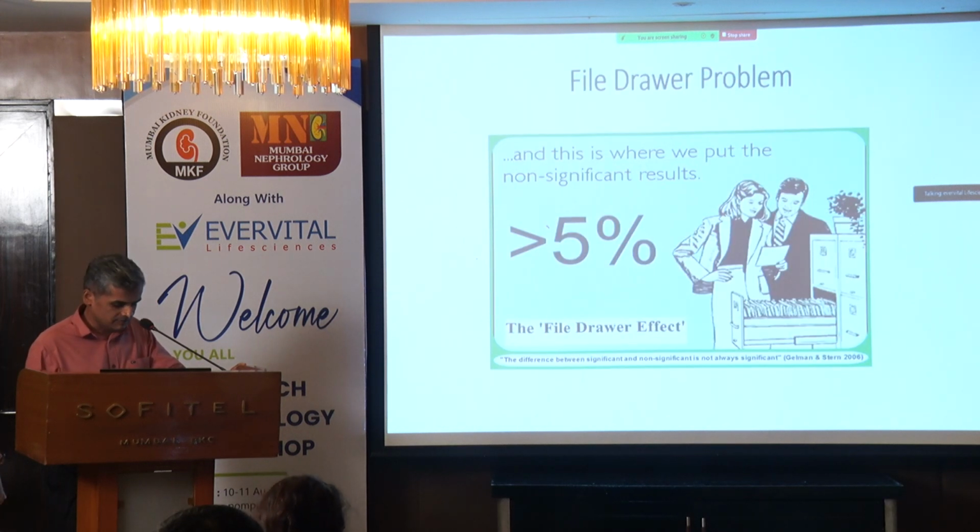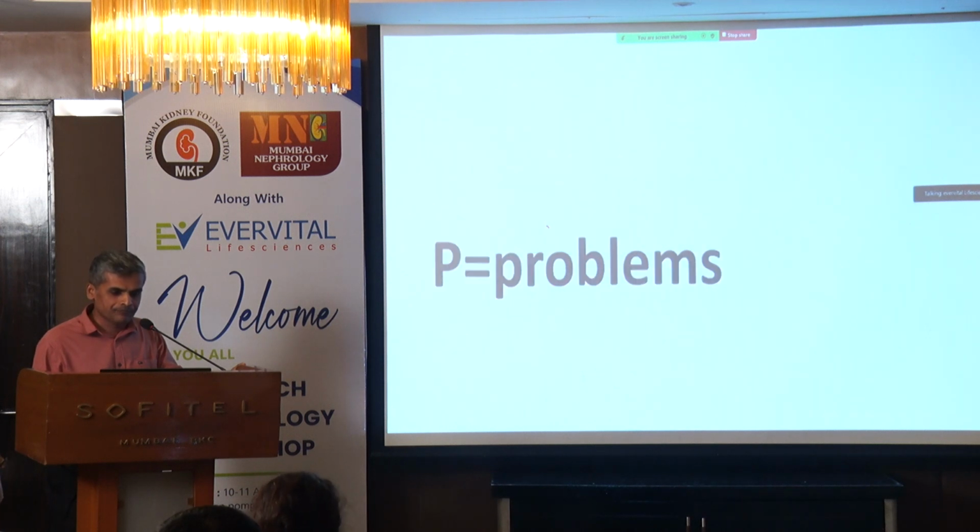And the SHARP trial investigators have published all their pre-specified results. Not everybody will do that, and somebody will publish only the positive results, and that is called the file drawer problem. Here we keep all our insignificant results.